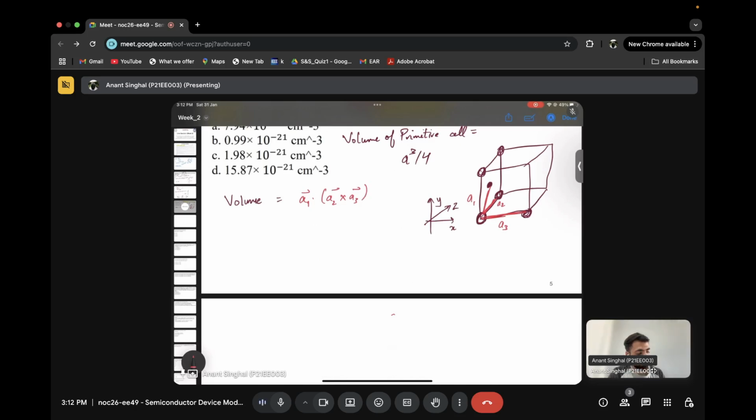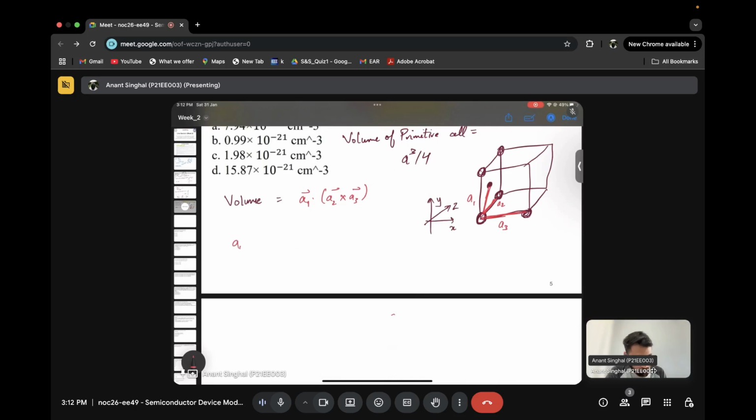So first, what do we need to calculate? We need to calculate A1, A2, and A3. We are initially doing it for the primitive, sorry, for the direct lattice space. Then we'll do the same for the reciprocal. So if I try to do that, it will be A1.